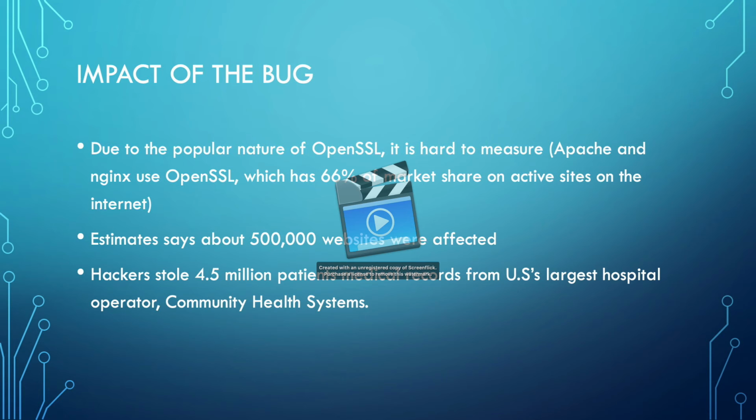And again, one of the concrete pieces of evidence I found was that hackers stole 4.5 million patients' medical records from one of the US's largest hospital operators, Community Health Systems. Again, this can contain a lot of confidential information, such as addresses, or even worse, the social security number too.